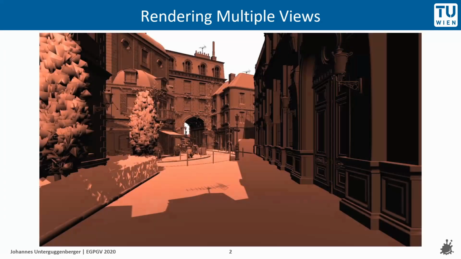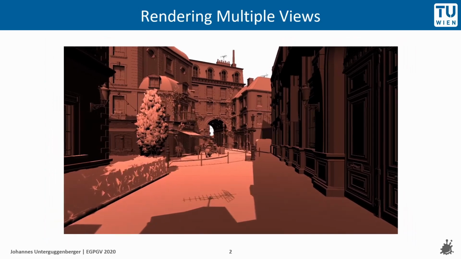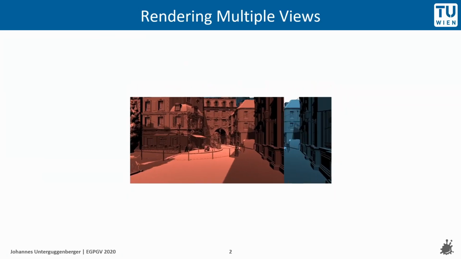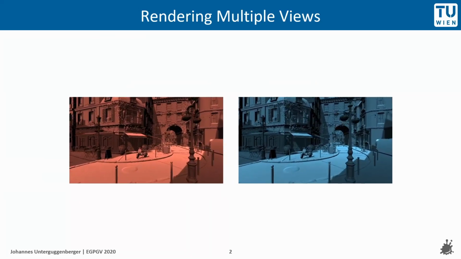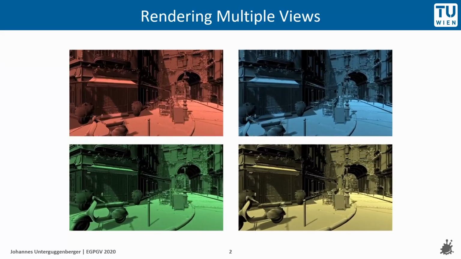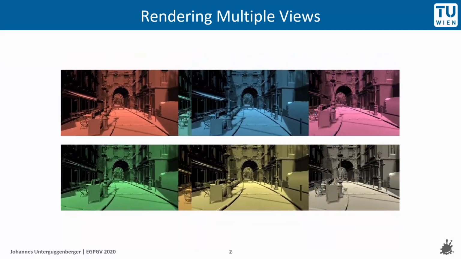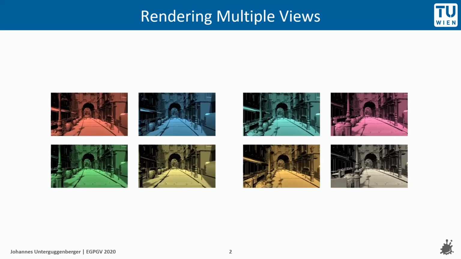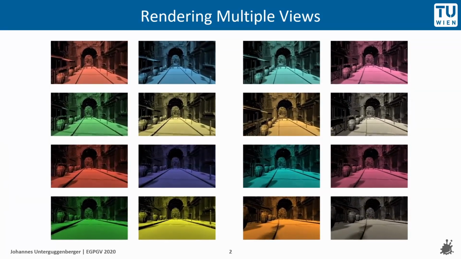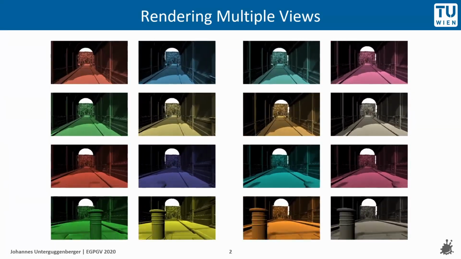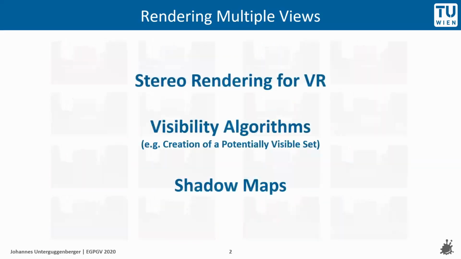It is pretty obvious that we need to render multiple views for virtual reality applications. We need a separate view for each eye, or maybe even more views depending on the particular VR headset used. But there are also use cases for even more views, like visibility algorithms. Maybe to create a potentially visible set of primitives based on multiple ID buffers, each one of them produced by rendering one view. Another use case can be the creation of multiple shadow maps for different light sources.